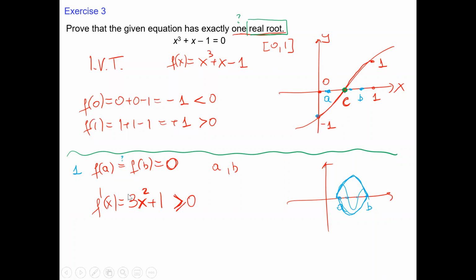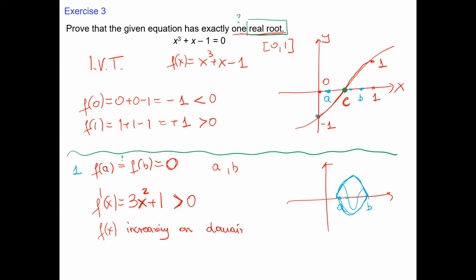So if the derivative is always positive, this is never 0, always greater than 0, then the function is increasing, strictly increasing. The function is increasing on the entire domain. Okay? On the entire domain.